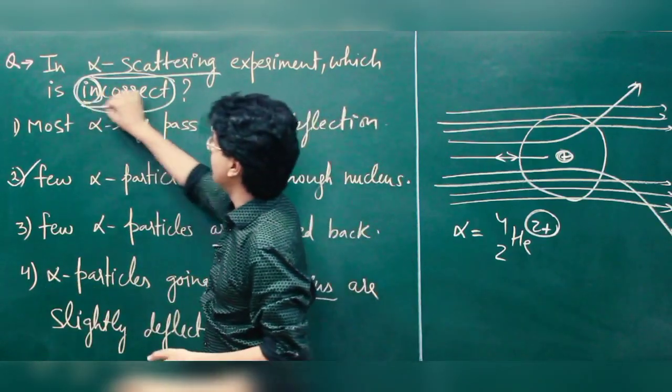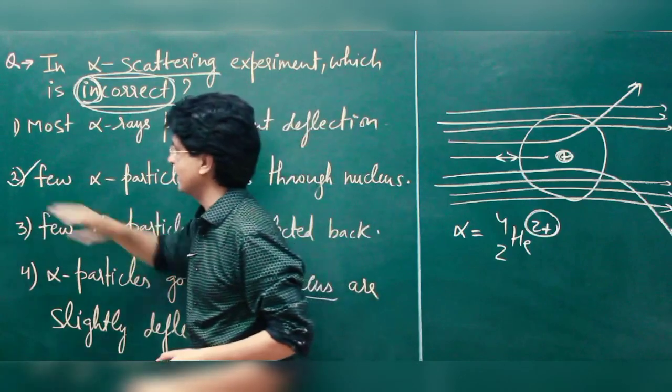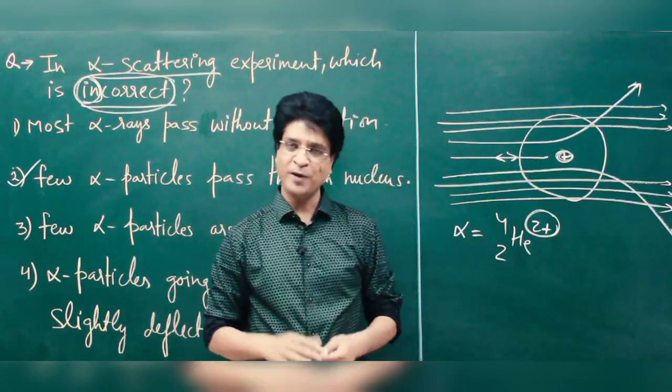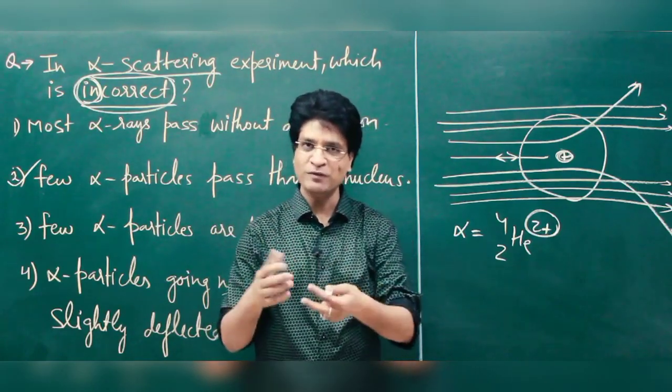We are looking for the incorrect statement, which is basically the second: no alpha particle passes through the nucleus. Okay, I hope this is clear now. So let's solve the next question.